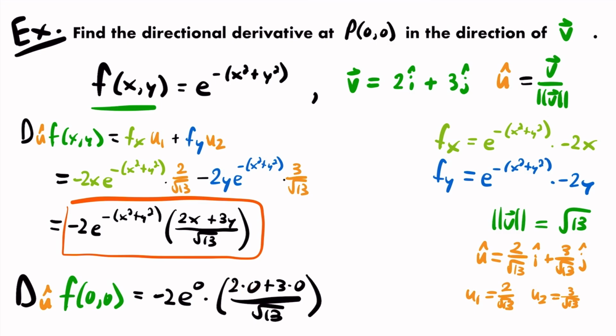Okay, and so 2 times 0 is 0, 3 times 0 is 0. So we have 0 divided by the square root of 13, which means we have 0 times negative 2 times e to the power of 0. Doesn't matter what this is, it would just be negative 2, but you're multiplying it by 0, so the whole thing is 0. The slope at that point in the direction of this unit vector is 0. That is the answer to this example. The point 0, 0 on this surface has a slope of 0 in this direction.